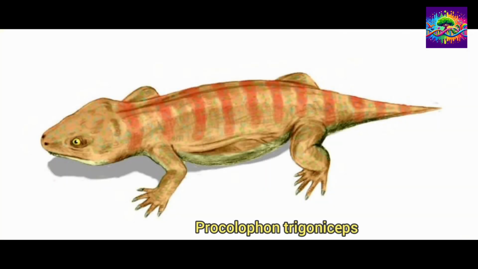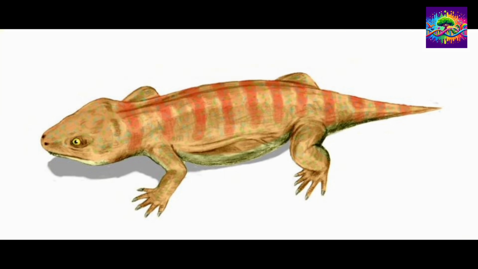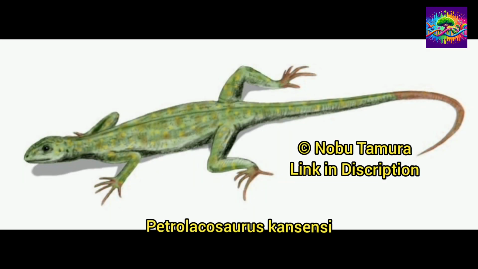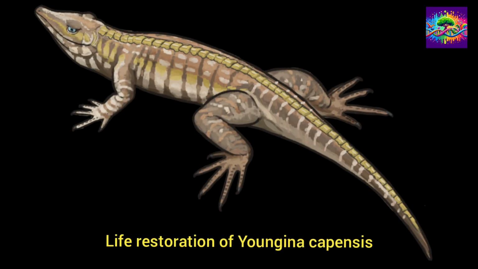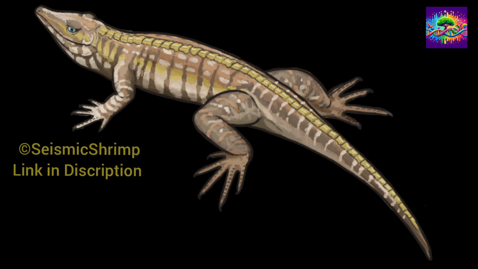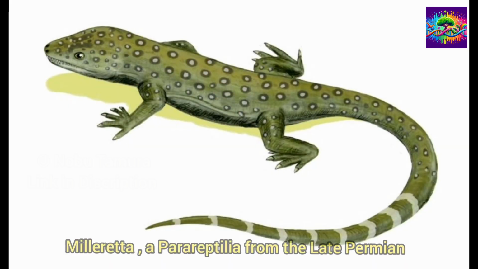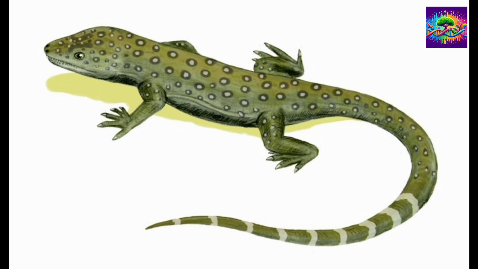Procolophon was a small herbivorous reptile found towards the end of the Permian period. Petrolicosaurus was classified as a true reptile, with a long tail and a slender body adapted for agile movement. Yanina was a small, lizard-like early diapsid capable of climbing trees and feeding on insects. Milleretta was a small, arboreal true reptile resembling early sauropsids.